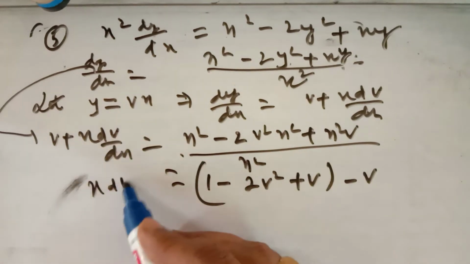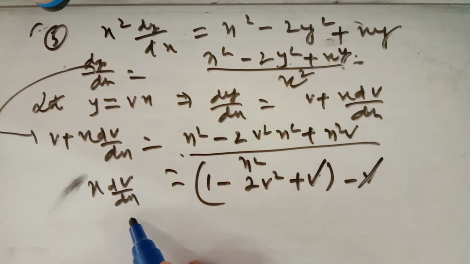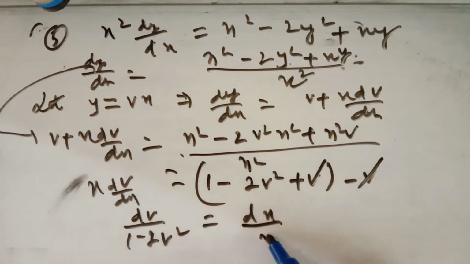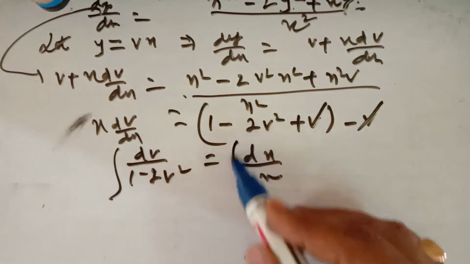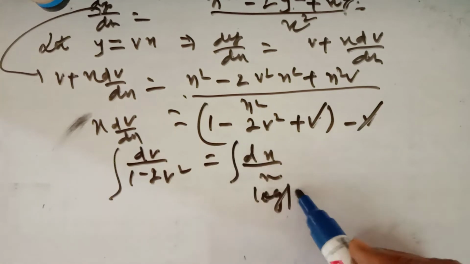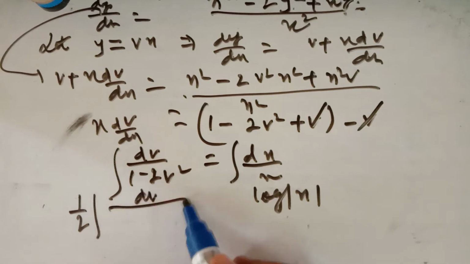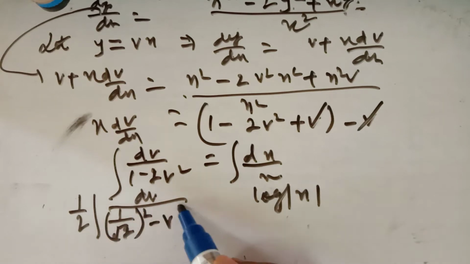We are getting something somewhat easy here. It will be dv upon 1 minus 2v square is equal to dx upon x. Somewhat easy integration we are getting. Taking the integration, it is log of mod x, and it is a special integral in which you can take 1 upon 2 common, and in place of 1 upon 2 you can write 1 upon root 2 whole square.